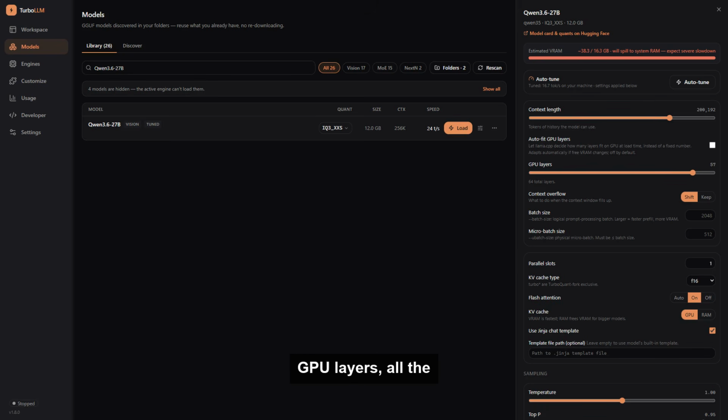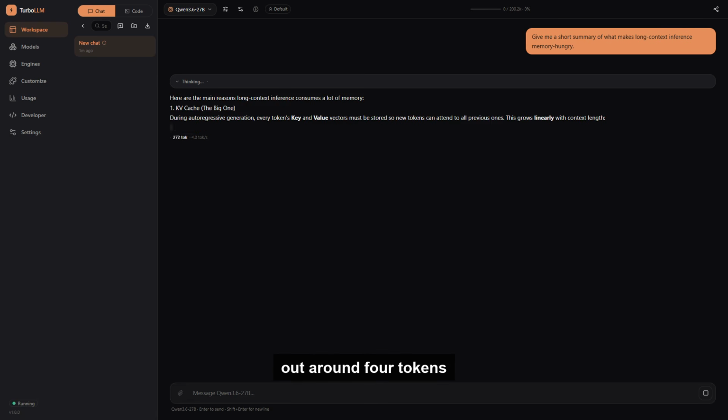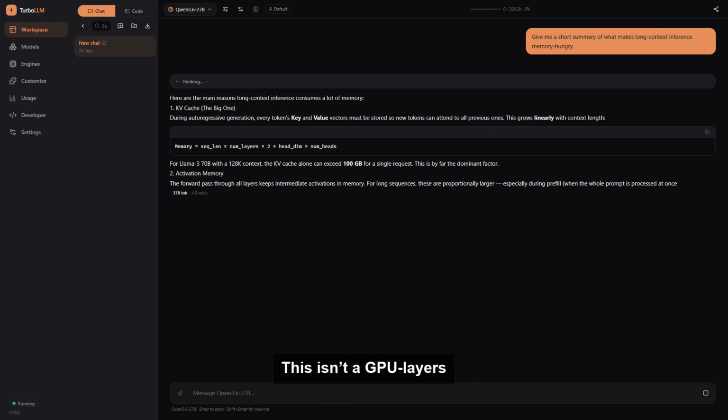So back off the GPU layers, all the way down to 0. The estimate still says overflow, about 27.6 gigabytes needed against 16.3 on the card. This time it's not stuck, it does get there, but it sits and thinks for a long time before the first token even appears, and then only crawls out at around 4 tokens a second. This isn't a GPU layers problem.